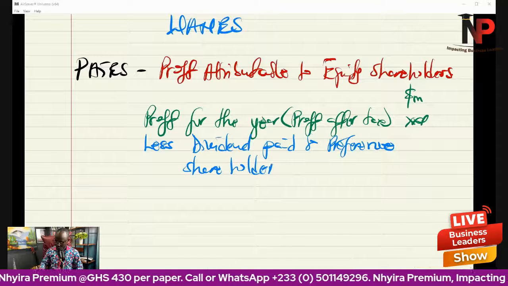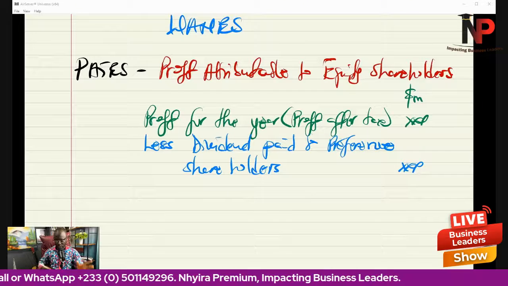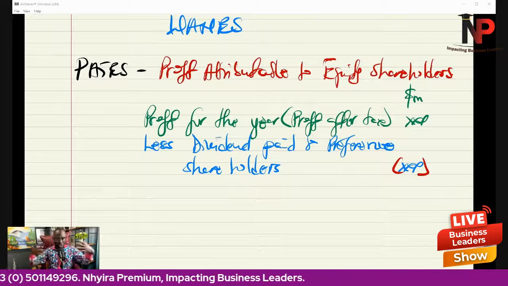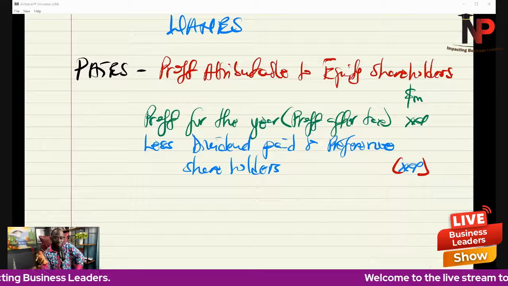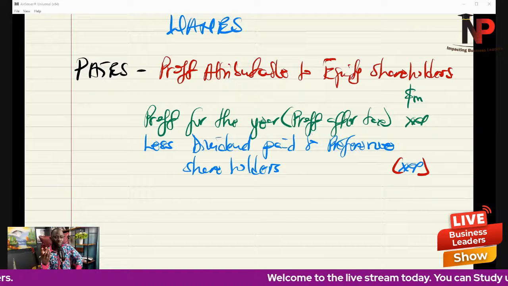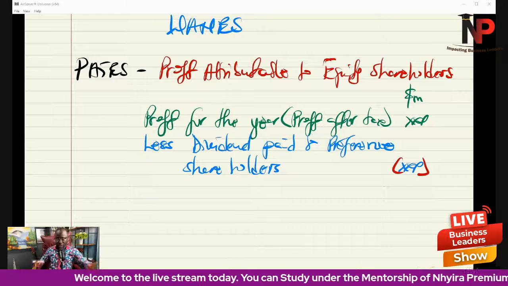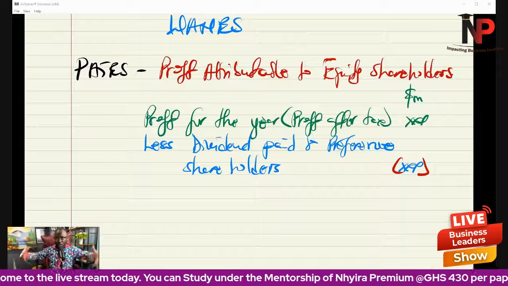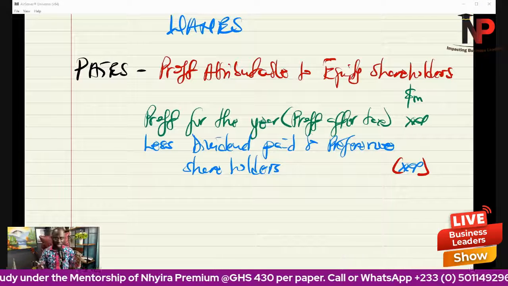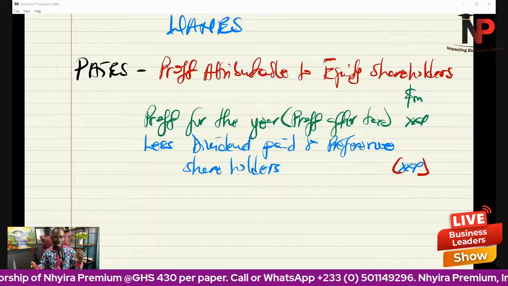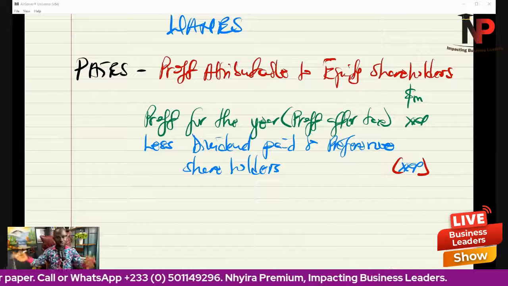Because if we have preference shareholders, remember, preference shareholders receive a fixed dividend every year, or interest. But the interest we pay on preference shares is usually a liability. It is not brought into the statement of profit or loss. Instead, it is dealt with in the statement of changes in equity. So when we are picking the profit for the year and there are preference shares, then the dividend payable to the preference shares has not been taken into consideration, has not been deducted yet, hence we have to deduct it.